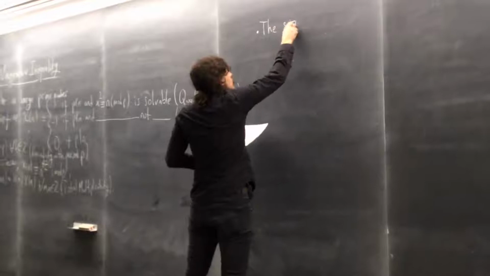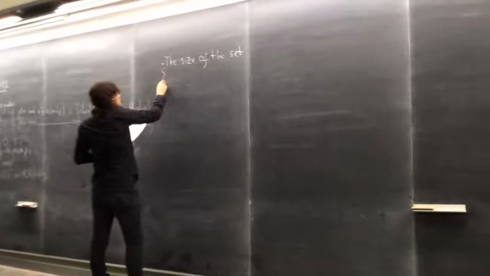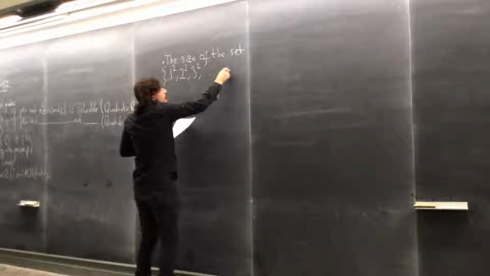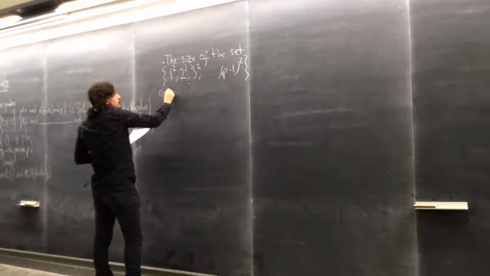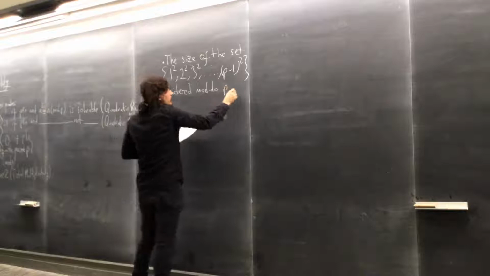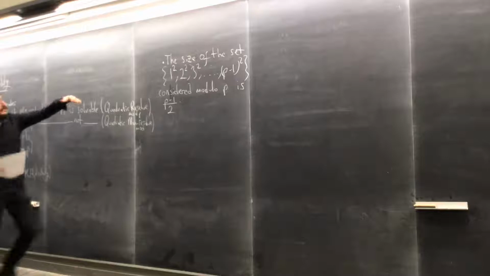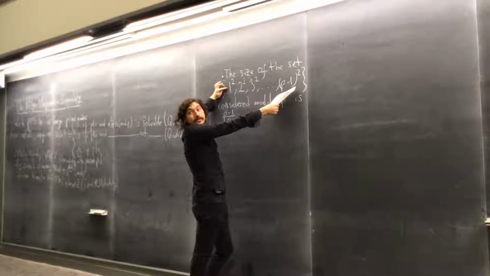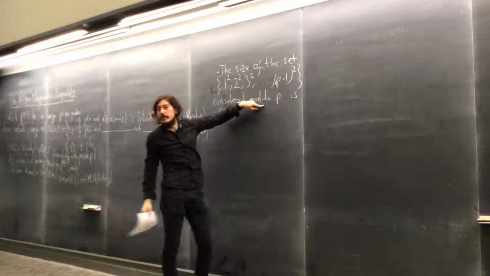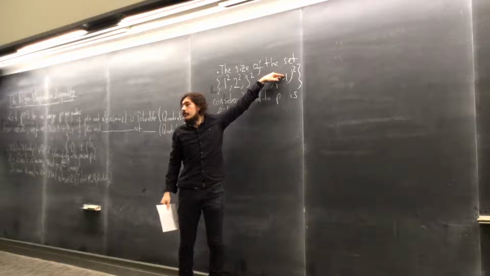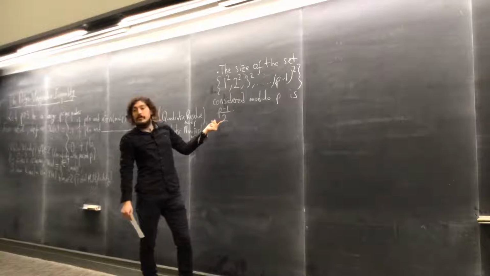The size of the set 1 squared, 2 squared, 3 squared, and so on, all the way up to (p minus 1) squared, considered modulo p, is (p minus 1) over 2. Why? We are considering the elements in this set. In this set there are p minus 1 elements. How many distinct elements do we have here if we consider these values modulo p? 1 squared is the same as (p minus 1) squared mod p, right? 2 squared is the same as (p minus 2) squared mod p. So the number of elements is (p minus 1) over 2, half of the size of the original set.